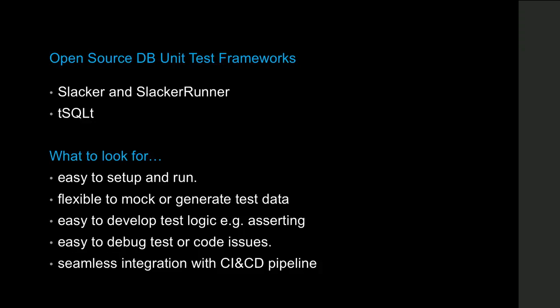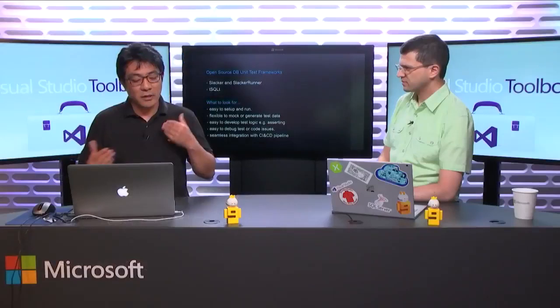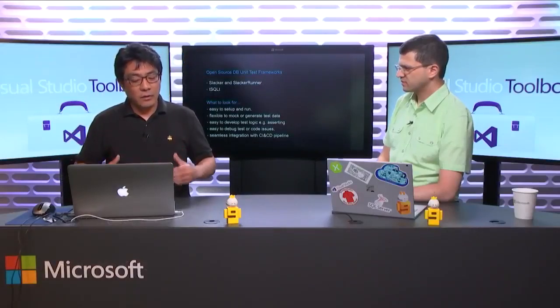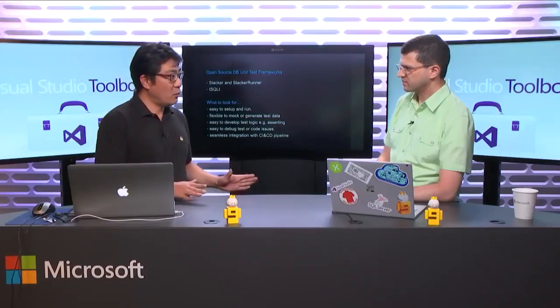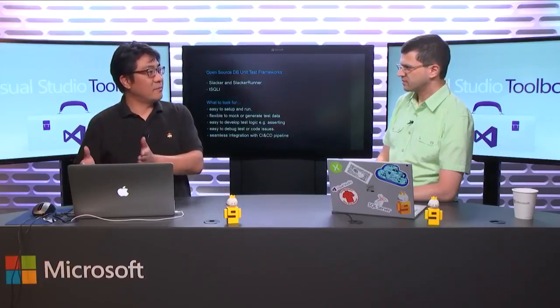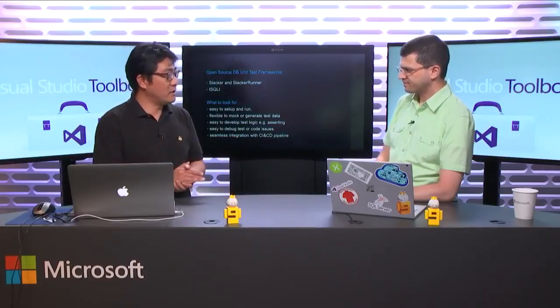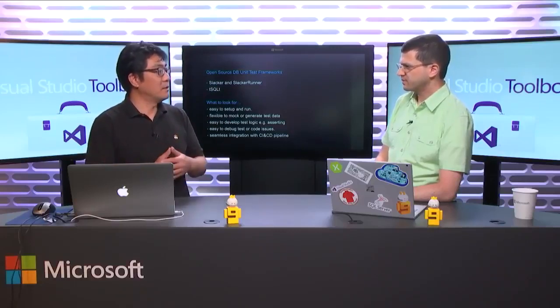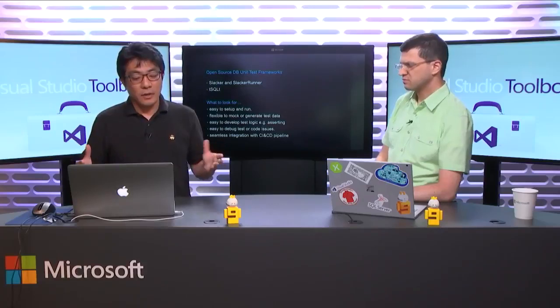And of course, it has to be easy to develop assert logics and test logics in the test framework, and easy to debug when the test reports an error. So we can see the detailed errors coming from the test cases, and then we can go and fix our code easily. And lastly, in terms of DevOps and CI/CD, it should be seamlessly integrated to the CI/CD pipeline that you're using. It can be Visual Studio Team Services, or other tools like Octopus Deploy, JetBrains TeamCity, and those kind of things. So those are my criteria.